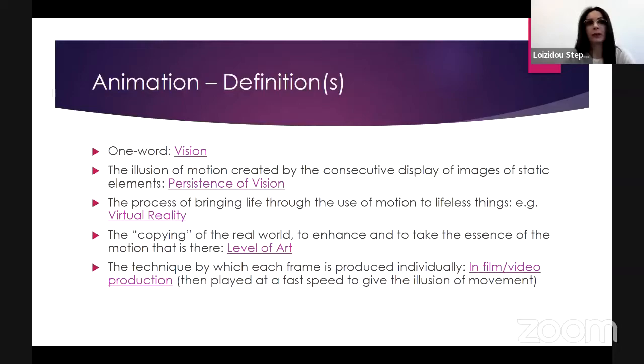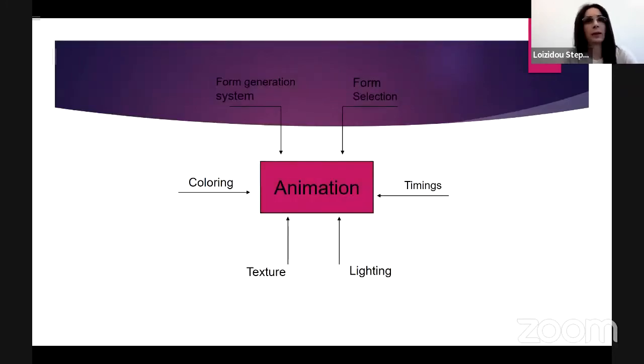So animation is the process of bringing life, through the use of motion, to lifeless things. We can go towards the level of art, to extend these capabilities, or into film production, like the frame-by-frame idea that I'm going to talk about in a while. Now, when we refer to animation, we definitely refer to a number of elements, like I said: the form selection, the modeling, the different colors.